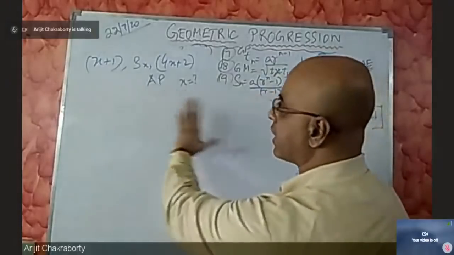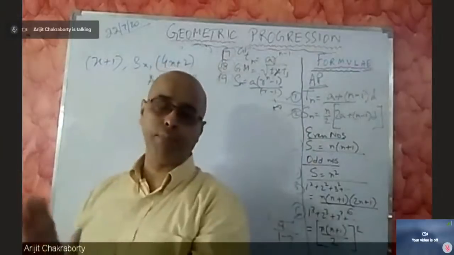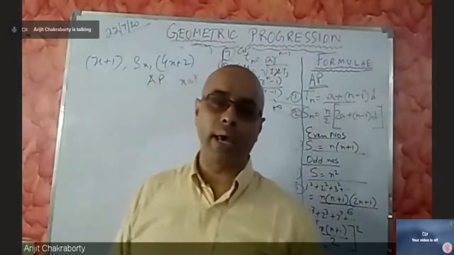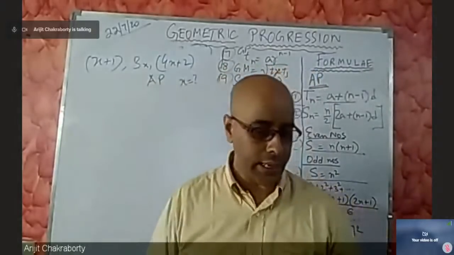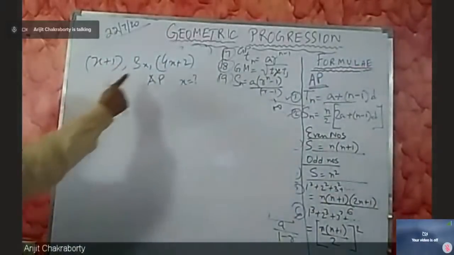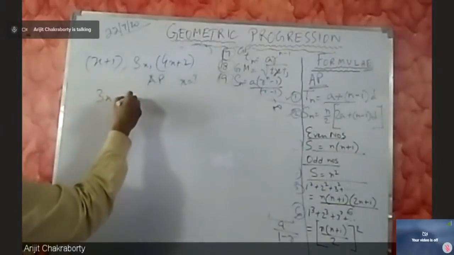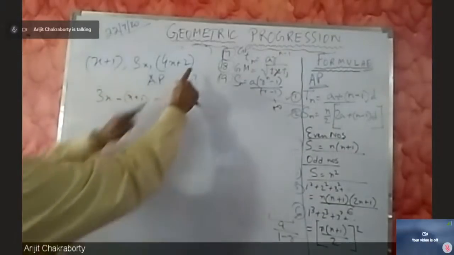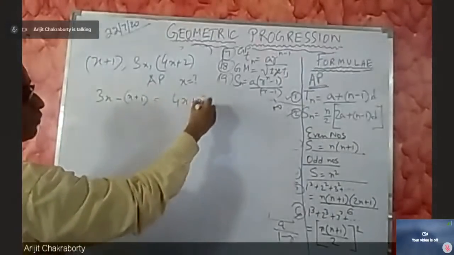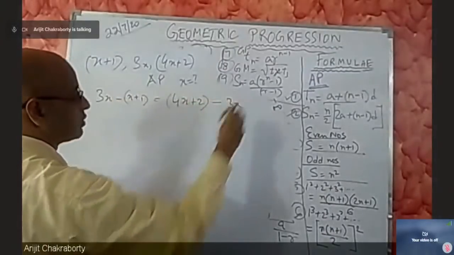So, since they are in AP, they will have a common difference. x, y, z are in AP. That means y minus x will be equal to z minus y and there will be a common difference. CD, common difference. So, the formula will be like this. 3x minus the first term, that is x plus 1, will be equal to the third term minus second term. So, 4x plus 2 minus 3x.